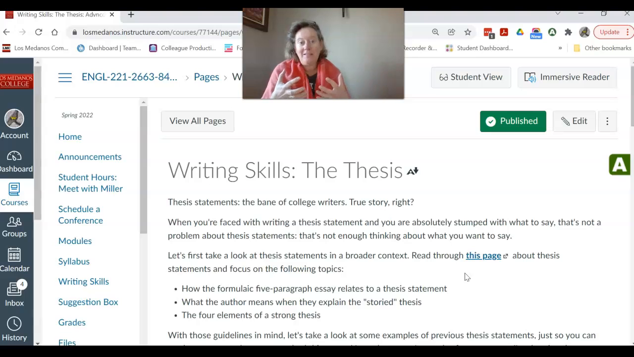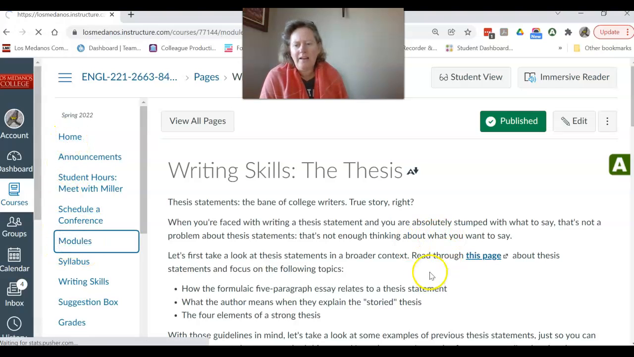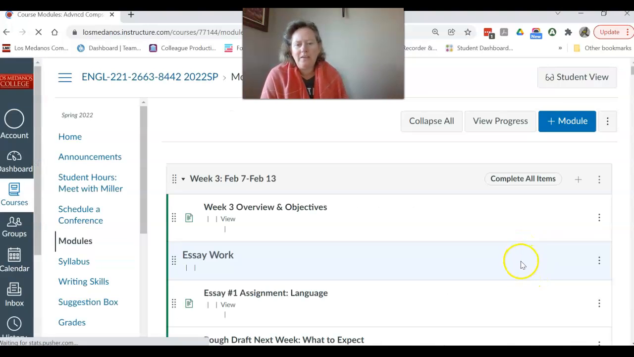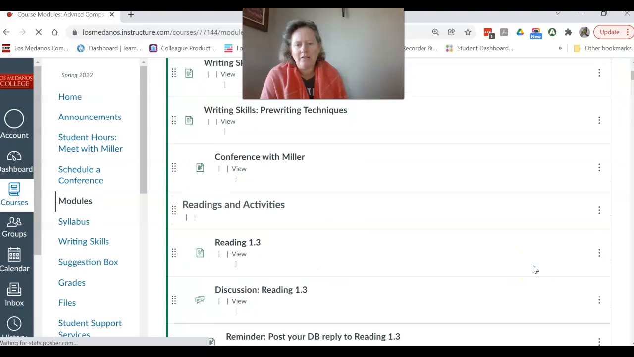A 3-part thesis is great for earlier essays and earlier courses, but in English 221 and moving forward, you're not going to be able to write those 3-part thesis statements any longer. So if you are struggling with that, then absolutely take a look at the writing skills page on the thesis statement here. All right, let me go ahead and move back into modules. So we can continue our scan of week 4.